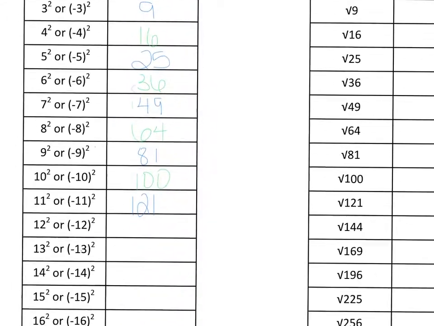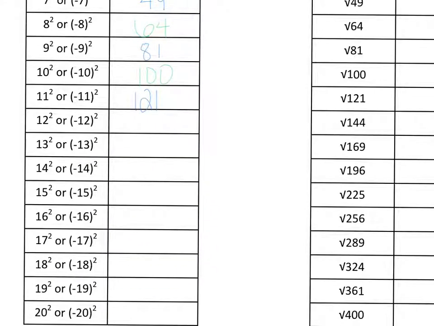12 squared or negative 12 squared is 144. 13 squared or negative 13 squared is 169. 14 squared or negative 14 squared is 196. 15 squared or negative 15 squared is 225. 16 times 16, sorry, I misspoke. 16 times 16, which is 16 squared, or negative 16 squared, is going to be 256.